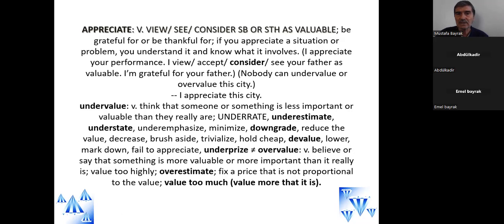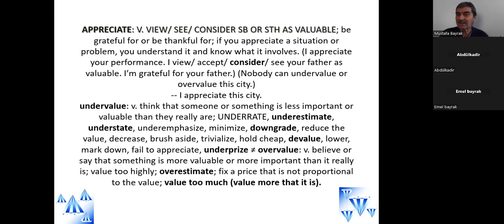Underemphasize, yes, is also negative. Minimize, downgrade, reduce the value. Reducing the value of a valuable thing is a negative approach, a negative understanding, or decreasing the value. Brush aside, trivialize, of course. Can you imagine the negativity of trivializing a valuable thing? It is really terrible. Yeah. Hold cheap, an expensive thing.